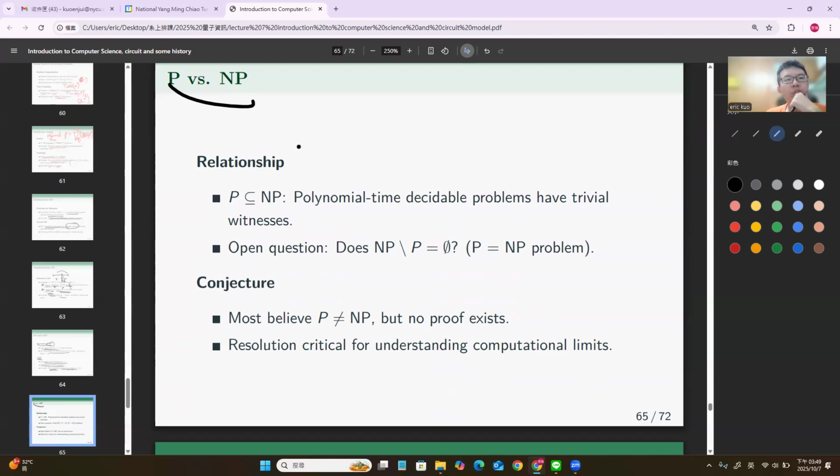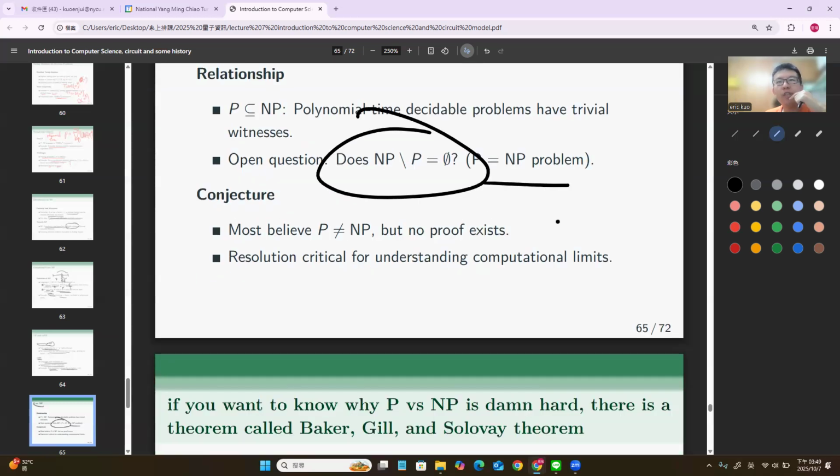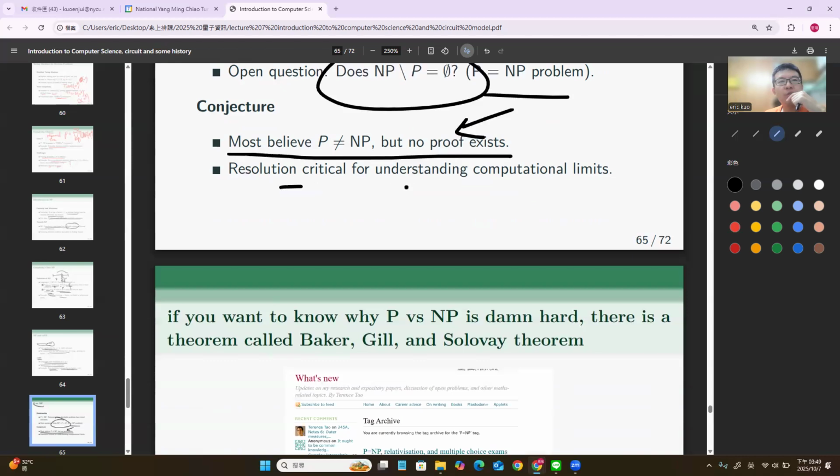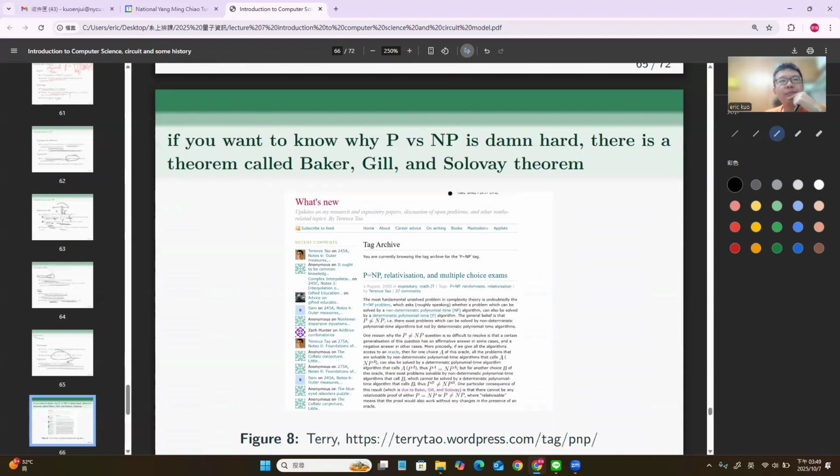P versus NP is, people say, the most important question in computer science, or the most difficult one. It asks whether a polynomial time decidable problem has a trivial witness. For problems in P, you don't need a witness; you can directly solve it by yourself. The open question is whether there is a problem which is in NP but not in P, or whether P is the same as NP. Most believe P does not equal NP, but no proof exists, and resolution would help us understand computational limits.